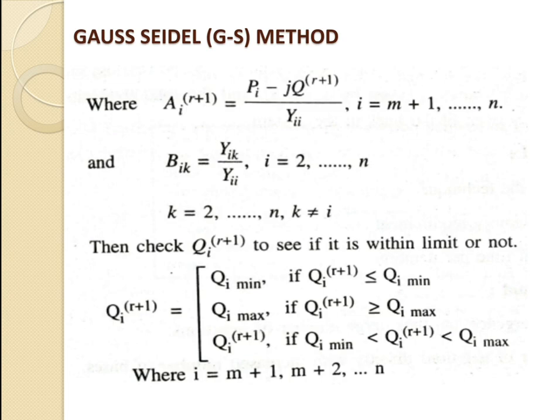We will write some constants: ai raised to r plus 1 is equal to pi minus jq raised to r plus 1 divided by yii, where i is equal to m plus 1 up to n. In the same way, bik is equal to yik divided by yii, where i is equal to 2 to n and k is equal to 2 up to n.